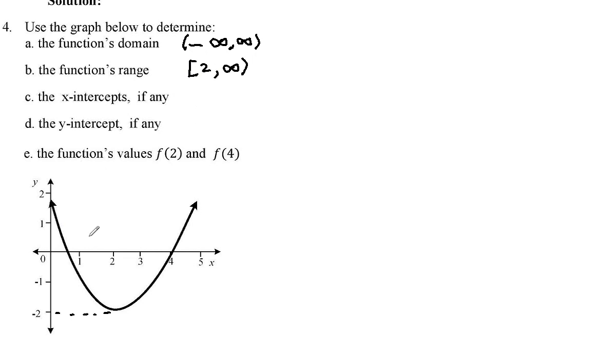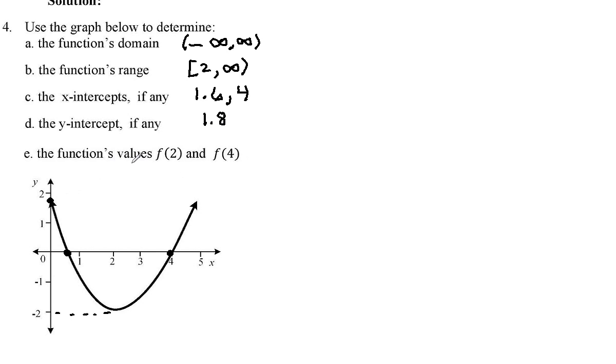X-intercepts. So you got 2 x-intercepts. That's where it hits the x-axis here at 4. And then right here, it looks like maybe 1.6 approximately. So 1.6 and 4. Y-intercepts, where it hits the y-axis. So it looks like we hit the y-axis right here. So it looks like that could be about maybe 1.7, 1.8.